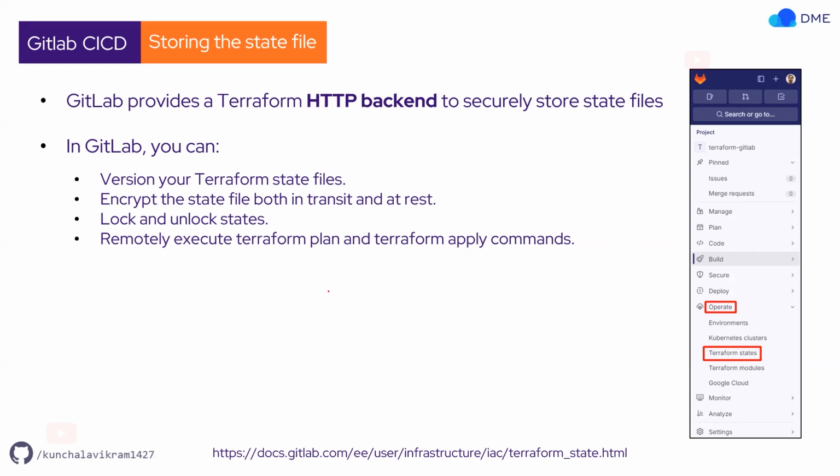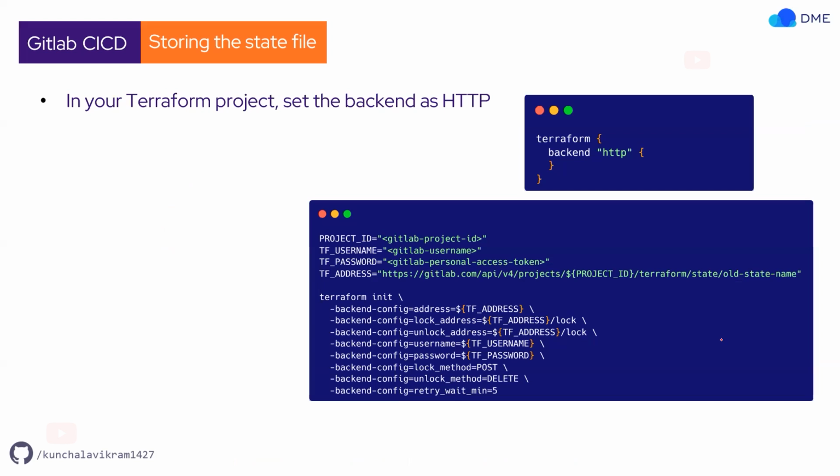Once you define this GitLab backend to store your state file, under your repository you have Operate. Under Operate, you have the Terraform states. You can click this and see your Terraform state file. This is how you configure the remote state. If you remember, to use S3 as a remote state, we used S3, then bucket name, DynamoDB table, key, all those things, right? Here it is somewhat different.